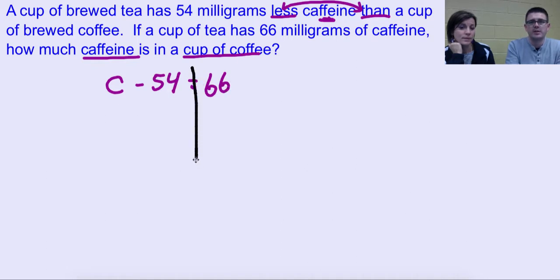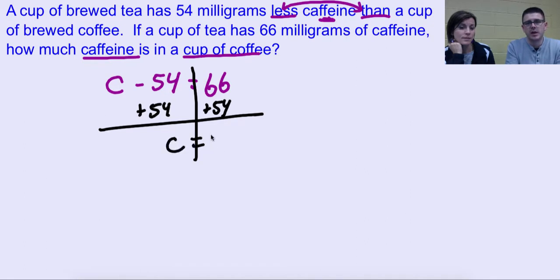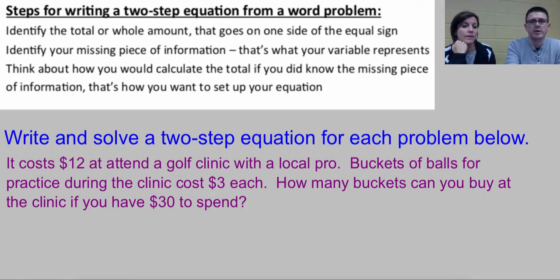Once we have it set up, then it's a quick solve. They subtracted, so we're going to add 54 to both sides. C in this case is going to be 120 milligrams of caffeine. So we need to make sure that answer makes sense by rereading the problem and making sure that the number we got is bigger, so we can take less than to get to 66.